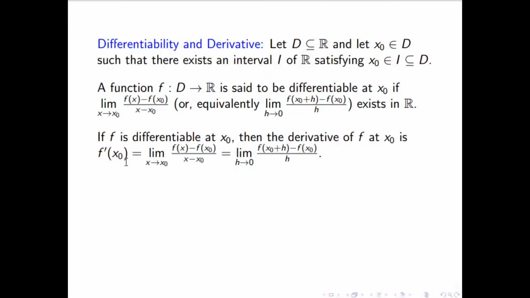So we can write this equality only if this limit exists. If this limit doesn't exist, we cannot say anything. So this equality will hold only if the function is differentiable. So what you have to do is find the limit, then we will say that if the limit exists, then yes.